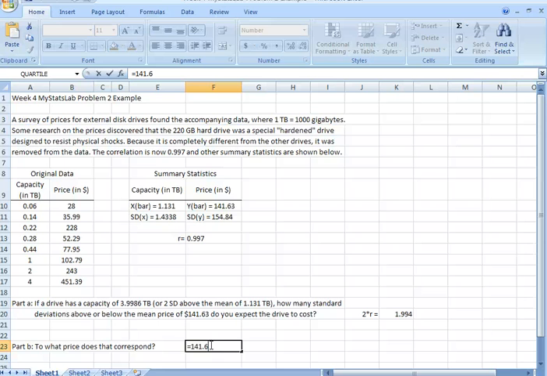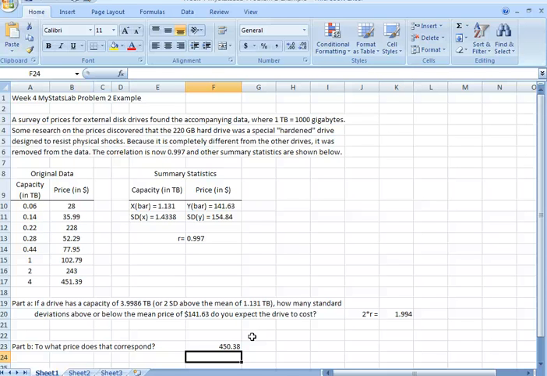So to calculate that, we need to take our 141.63 and add to it our 1.994 standard deviations times that value of 154.84, close our brackets and enter, and we get a price of $450.38.